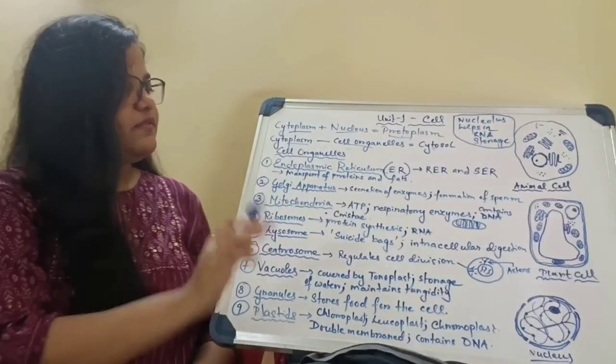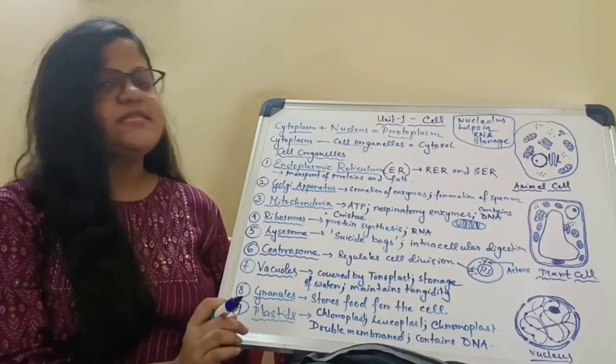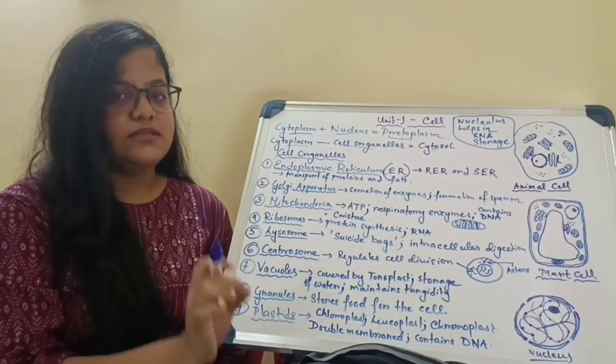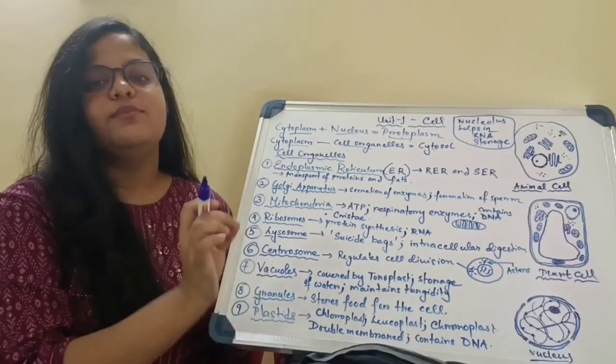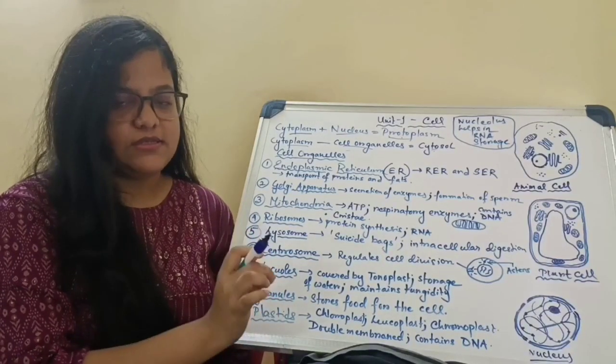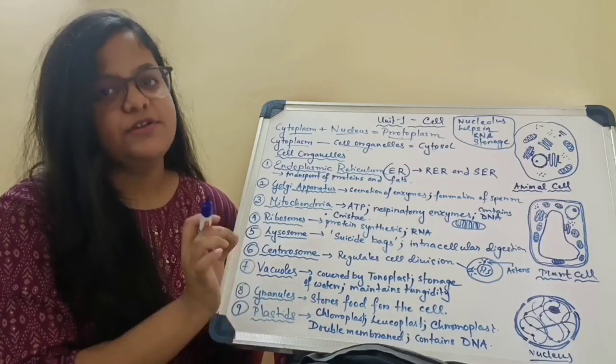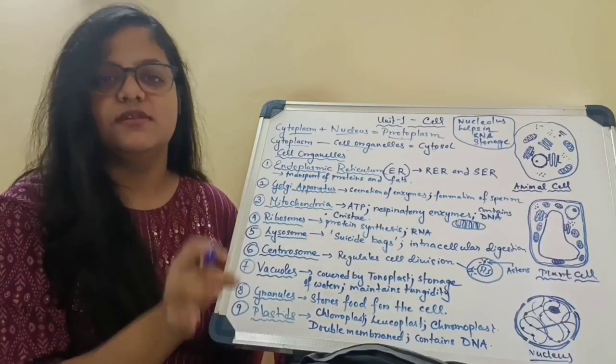Now, we have heard the term cell organelles. What are cell organelles? Cell organelles are the individual structures present inside the cytoplasm which help in the enzymatic and chemical reactions within the cell.